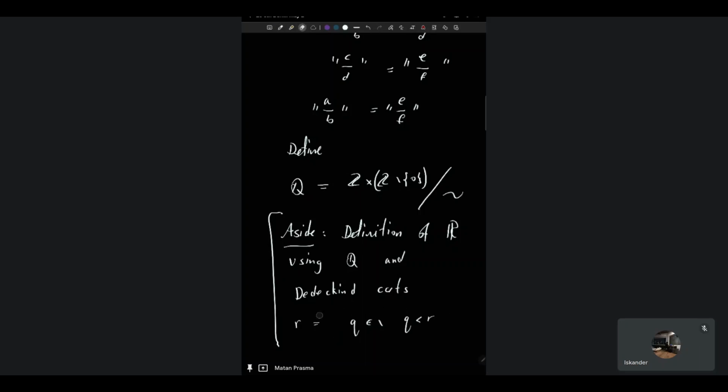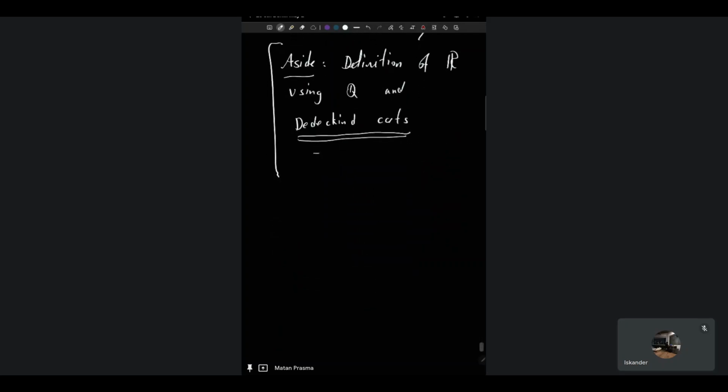Let me just even erase this. You can read the full definition of Dedekind cuts in many places on the internet. I want to do, I think, two more examples.